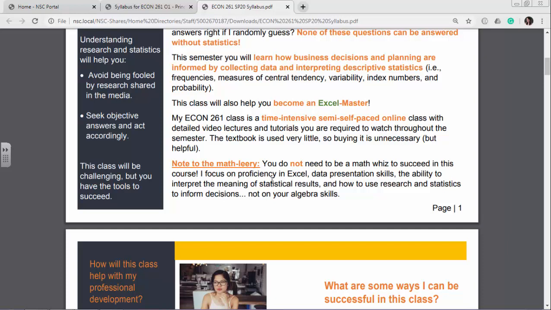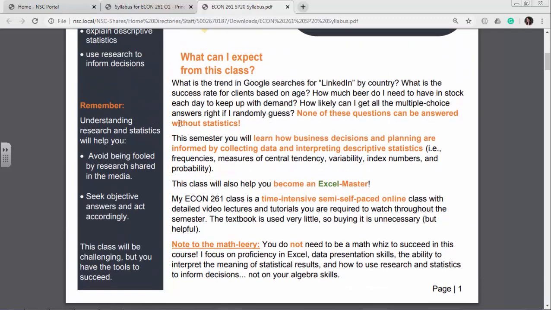The challenging part is interpreting and understanding what those numerical values tell you. So beyond this class, even if you never plan to use data to inform decision making, which is a tragedy, but if you decide not to do that, this class will still help you avoid being fooled by research shared in social media. Hopefully you won't be that person that's sharing nonsense after this class. And also how to seek objective answers and act accordingly. Not just gut reactions, but what does the data say?